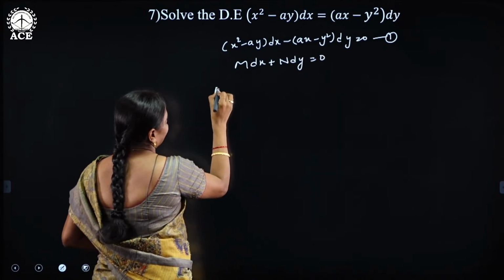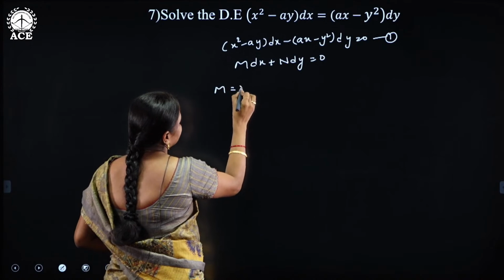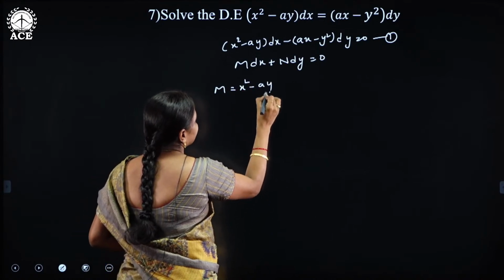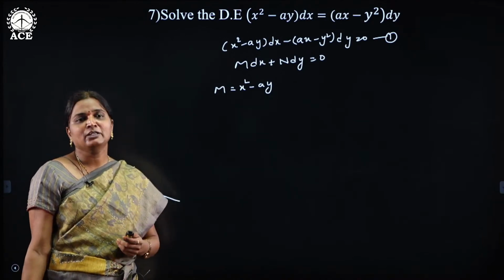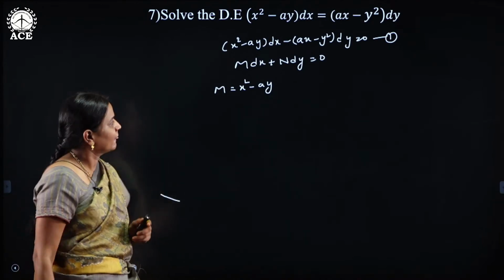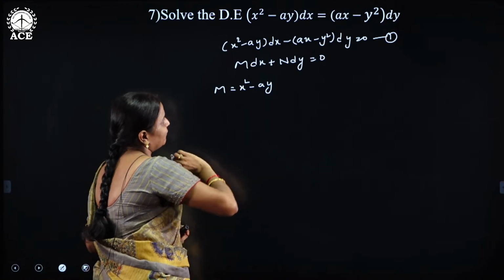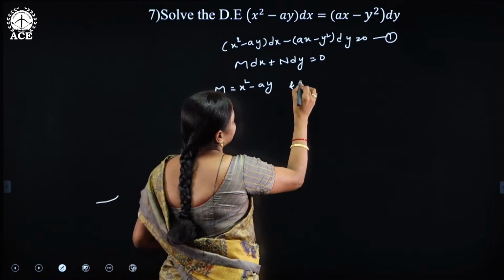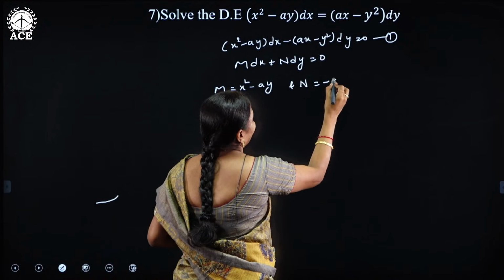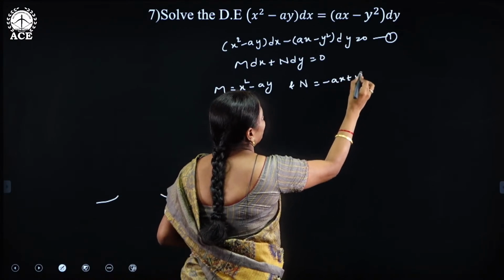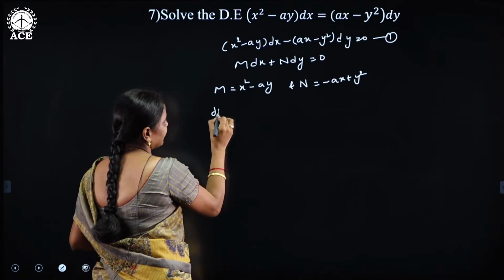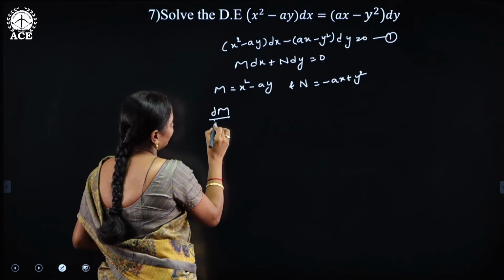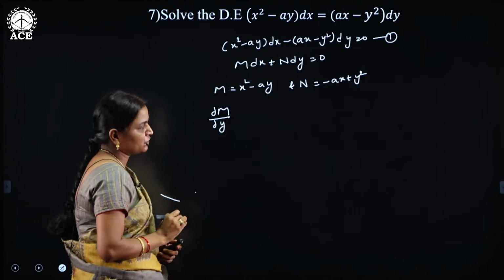Here what is the M? Compare, M is equal to x square minus ay. Dear students, please try to solve the given differential equation and post your answer in the chat box. M is equal to x square minus ay and N is equal to, so what is the N? Minus ax plus y square. So to check the condition for exactness, find partial differentiation of M with respect to y.